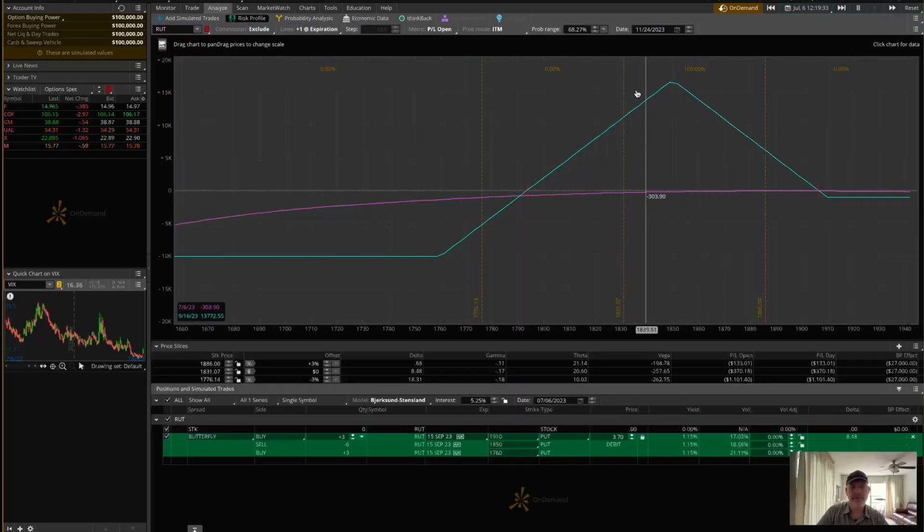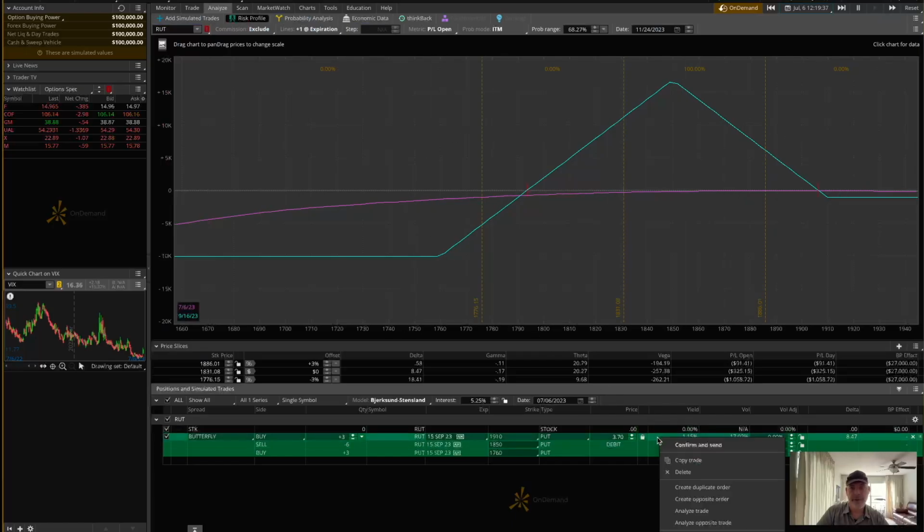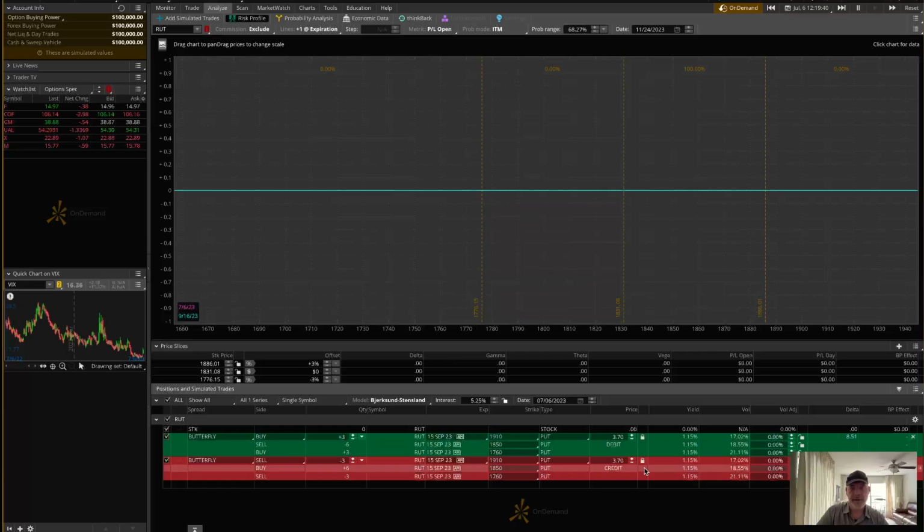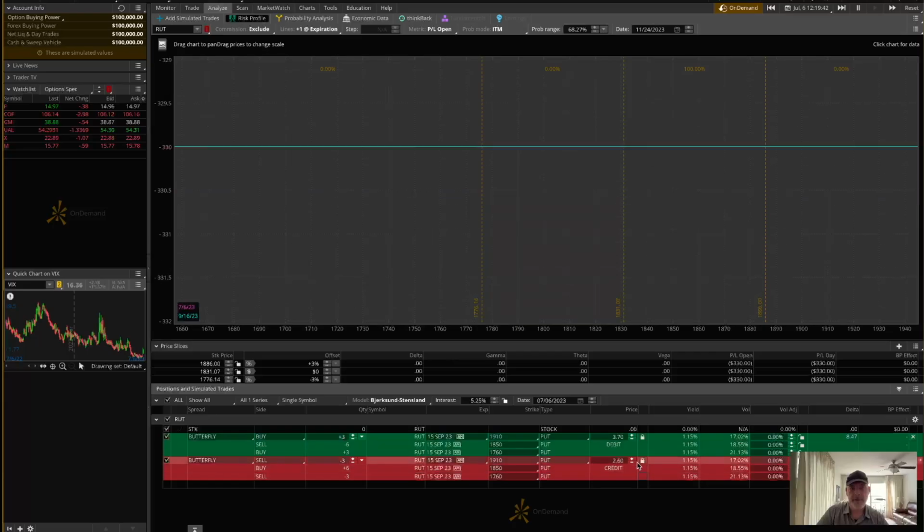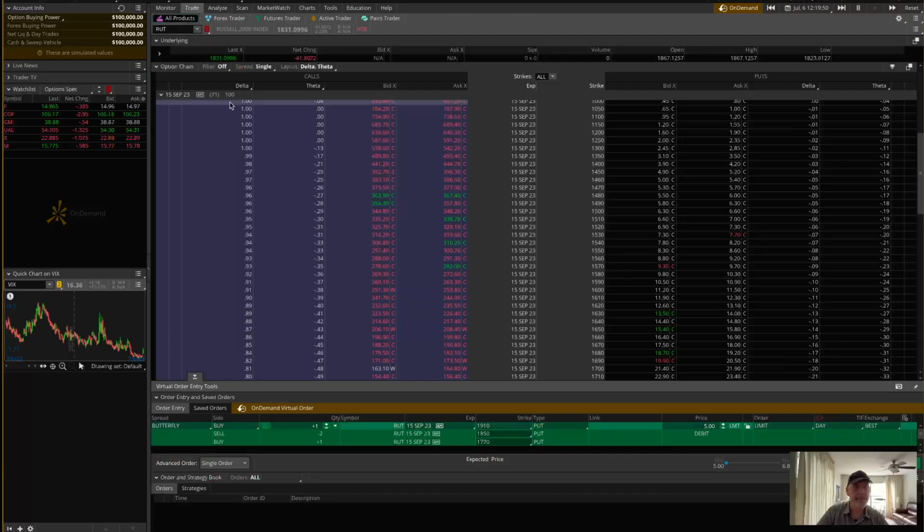And what did I say the rule is? If it goes below the shorts, it's to roll the whole trade back. So we're going to analyze the opposite trade at the current price. So I lost a bit of money. I'm down 330 in the trade, and I'm putting on a fresh butterfly just like we were entering today.